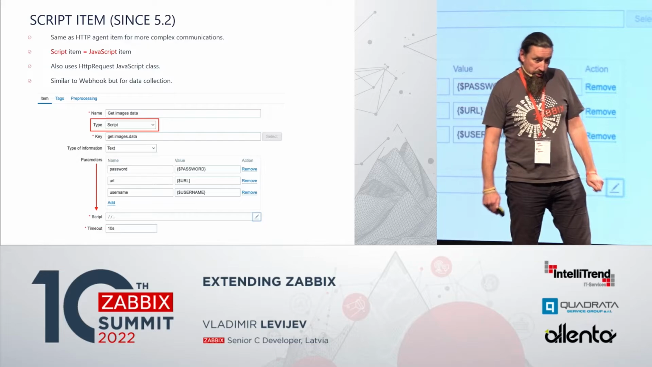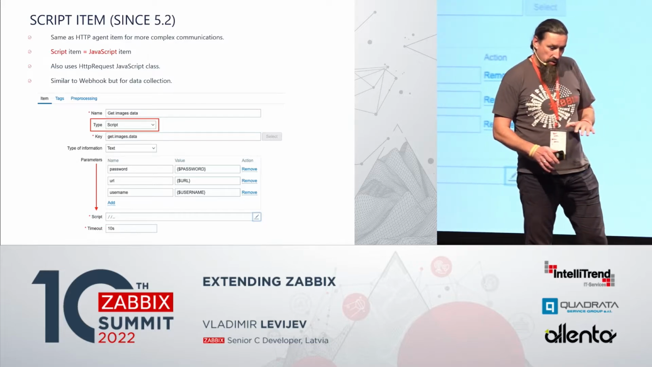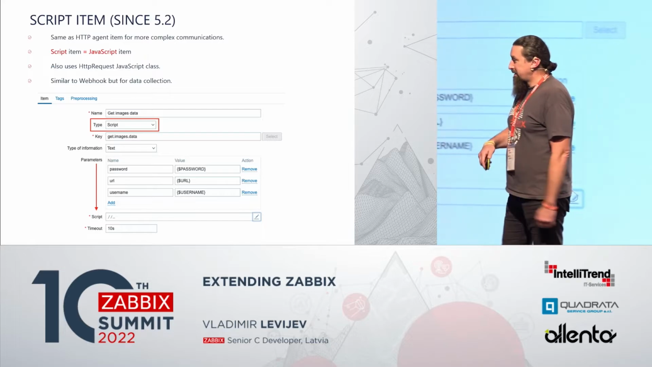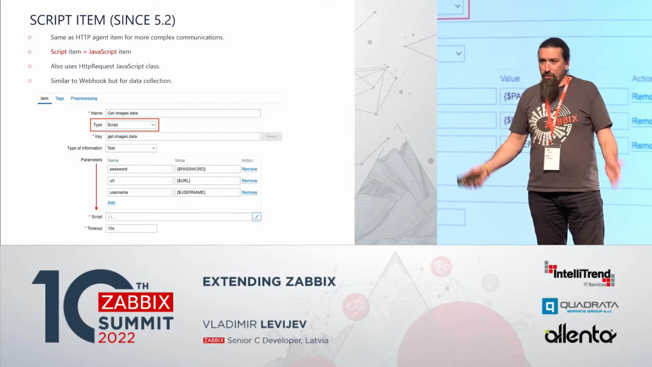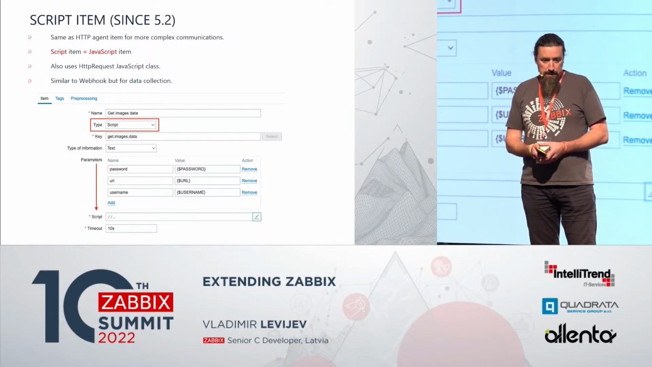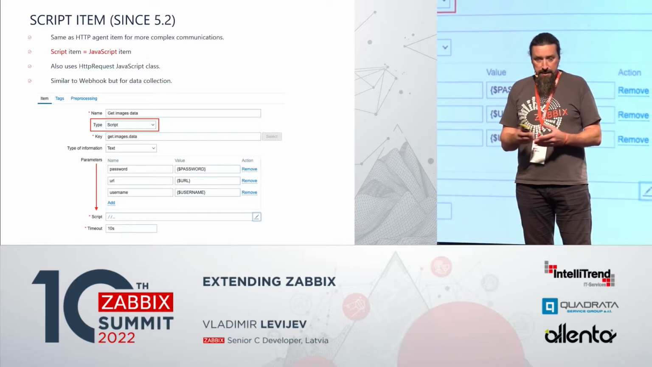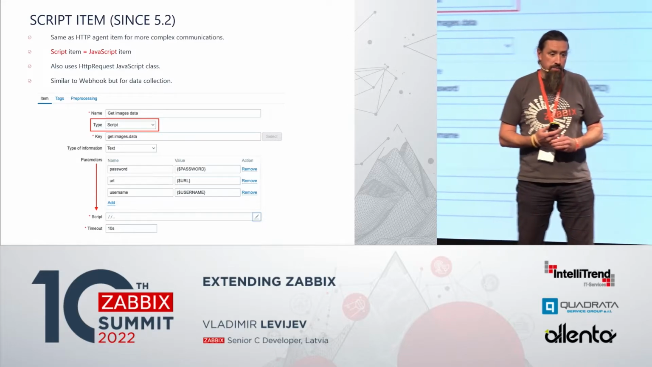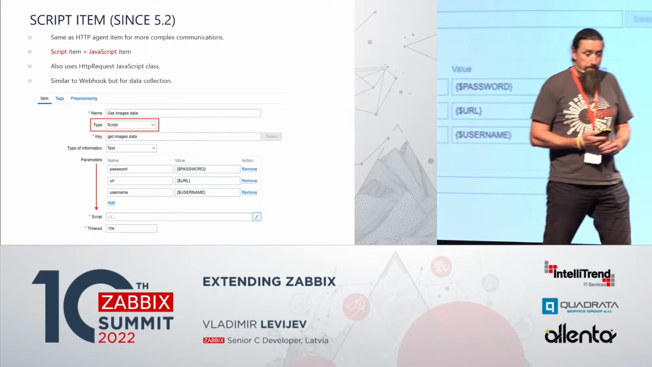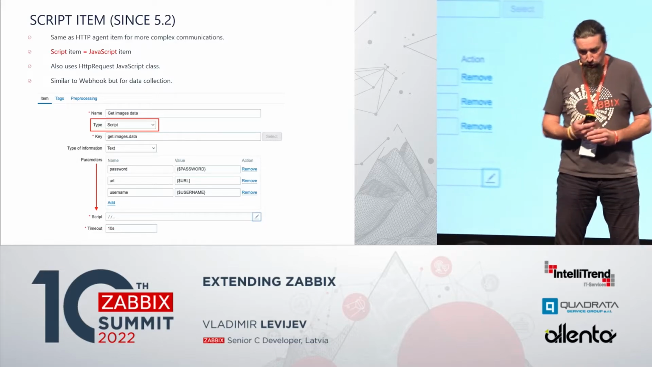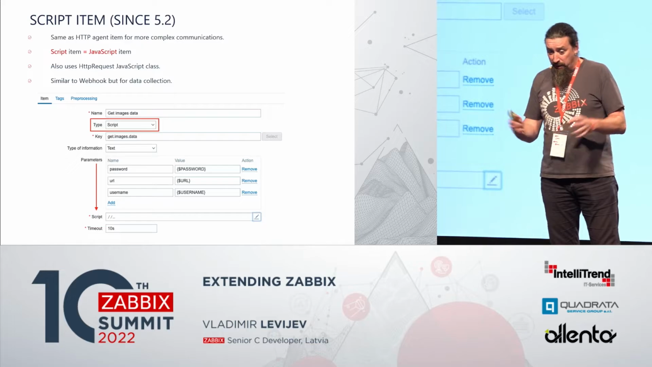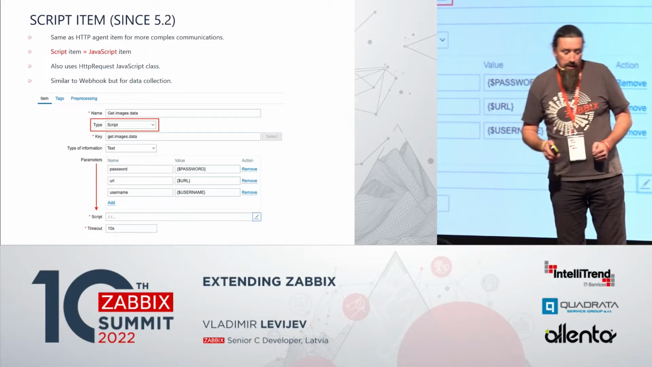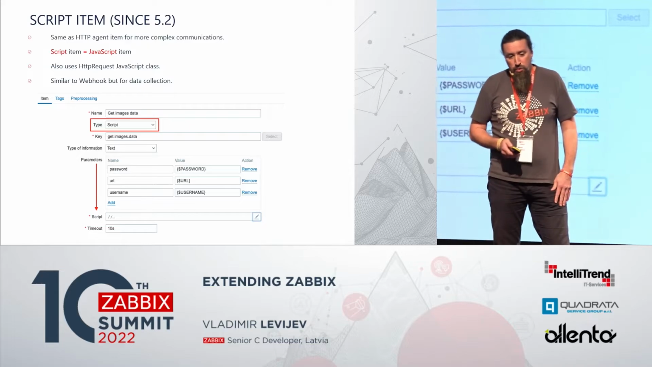So since version 5.2, we understood that the same approach as with webhook, where you write your JavaScript to control the HTTP endpoint completely, could be provided for monitoring. And the script item appeared. Basically, you can see the form is similar to webhook. You have the text box where you write the JavaScript code, and parameters to get the macros.